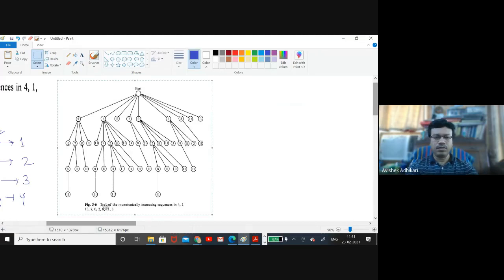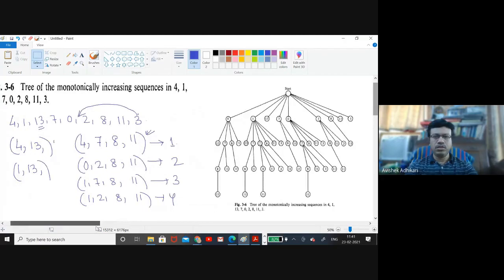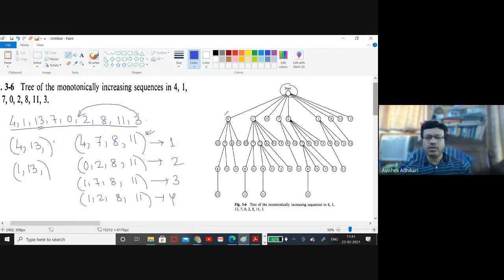So, is it visible to all of you? Yes. If you see that the sequence is 4 1, so it's the starting point. It's my starting point, and the first step is to write down all the elements in the sequence like this: 4 1 13 7 0 2 8 11 3. Okay.